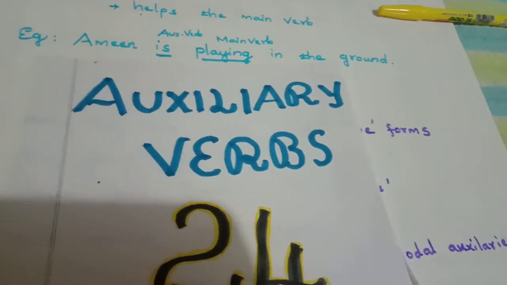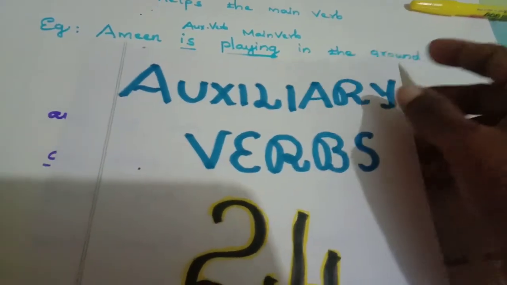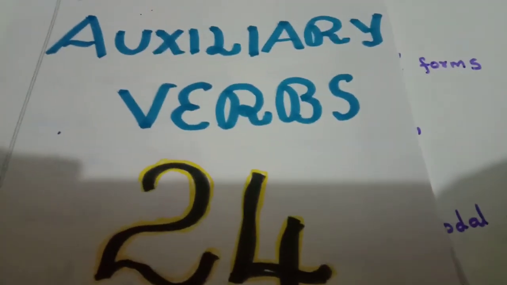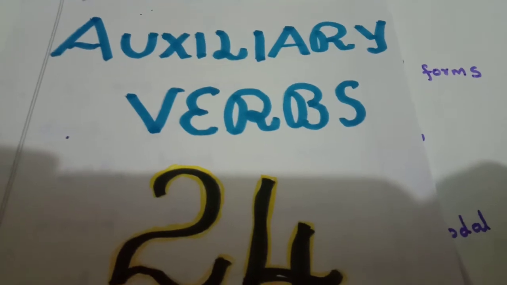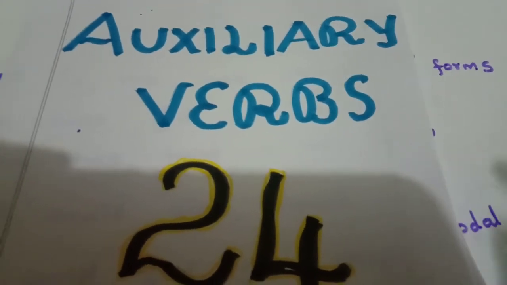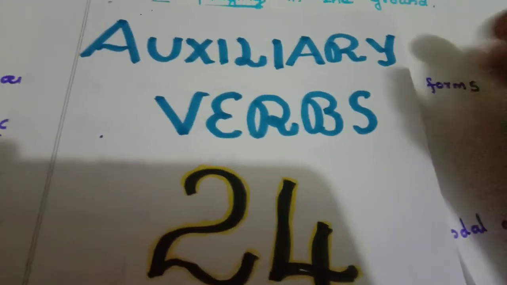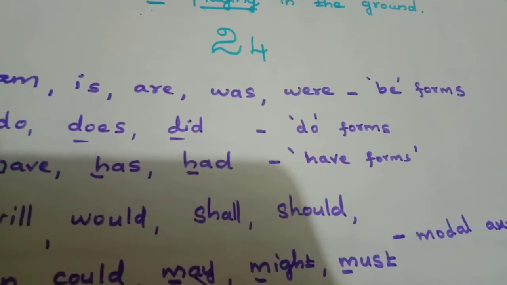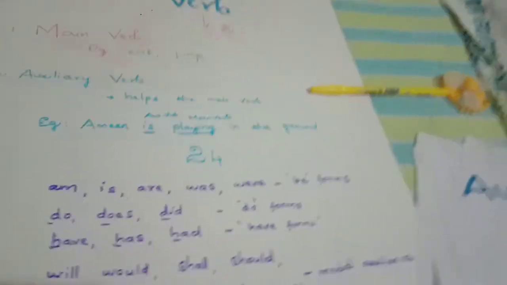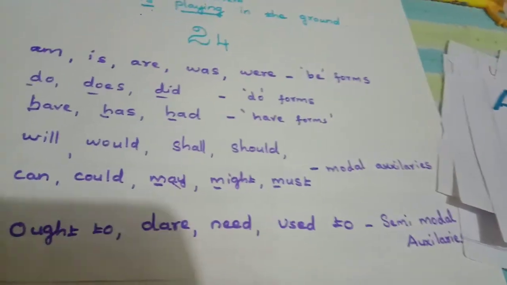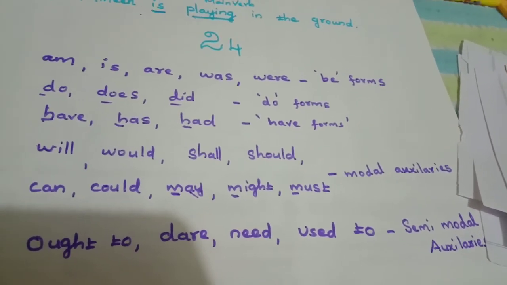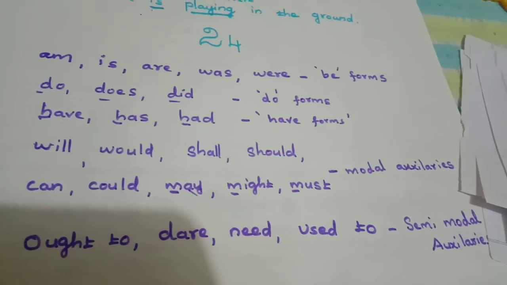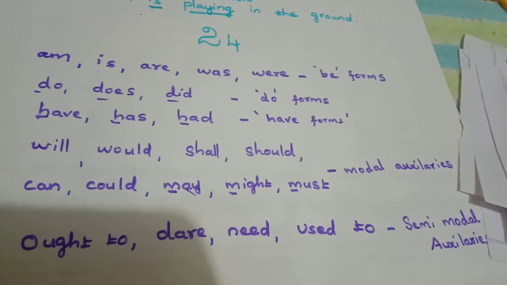Okay, in this way also you can learn. My dear children, I hope you understood today's lesson. Today we learned about auxiliary verbs. There are 24 auxiliary verbs. And today your task is that you should learn all the 24 auxiliary verbs, like forms of verb.